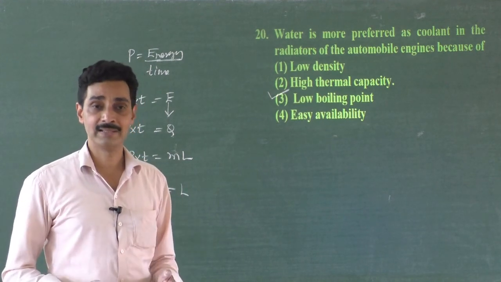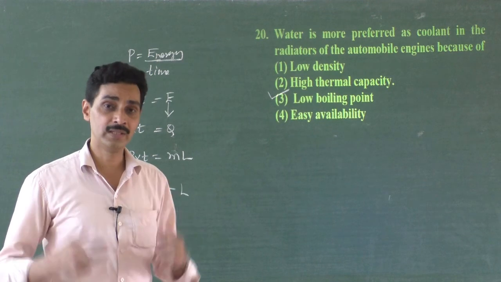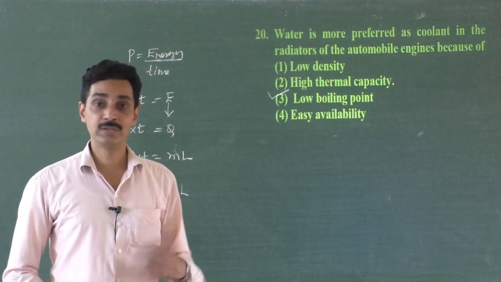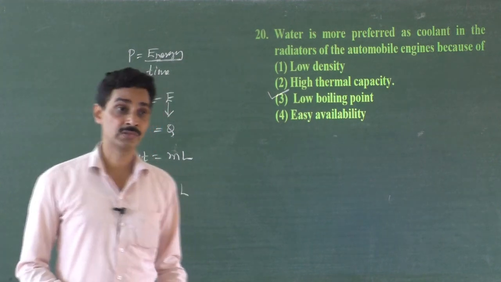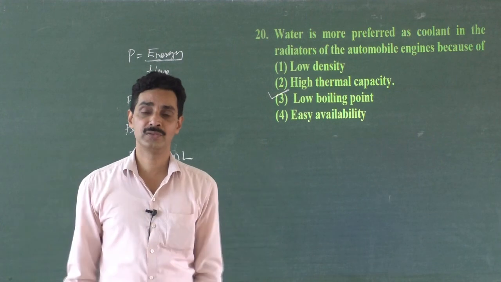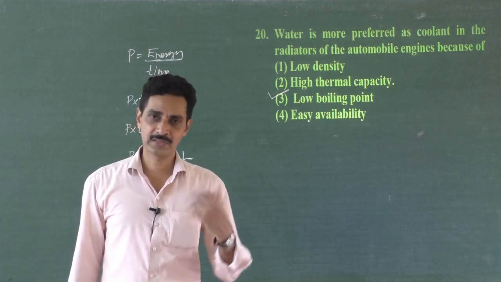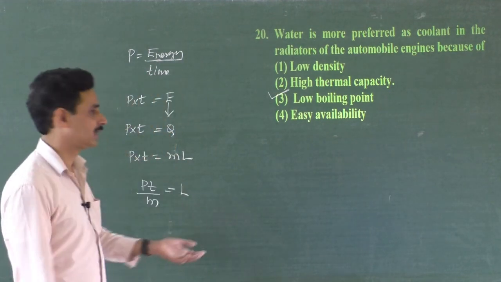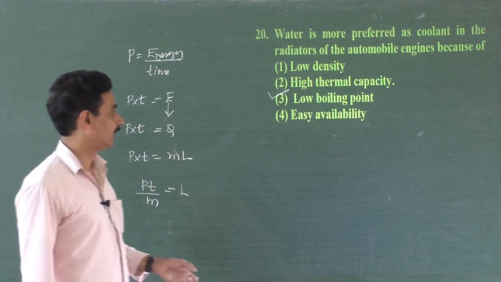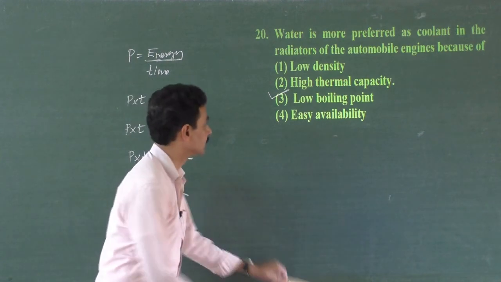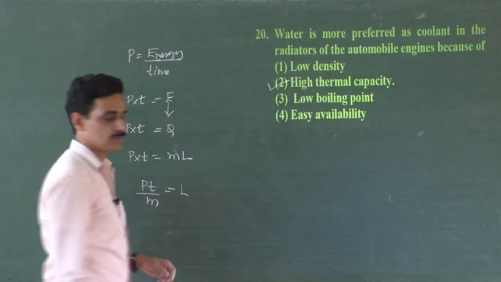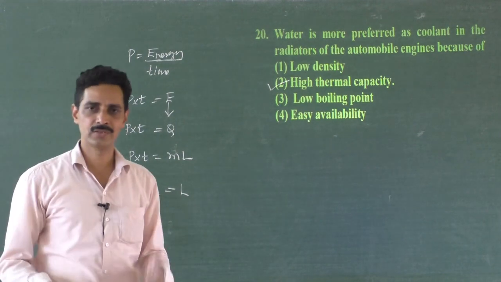Why? Because when the engine gets heated, in order to cool it, there should be an exchanger. There should be an object which will receive that heat energy, which is water, because water can absorb a large amount of heat energy before getting converted into vapor state. Its specific heat is high, and so it can absorb heat energy to a large extent. So its high thermal capacity. It is always used. You see, coolant is always water.